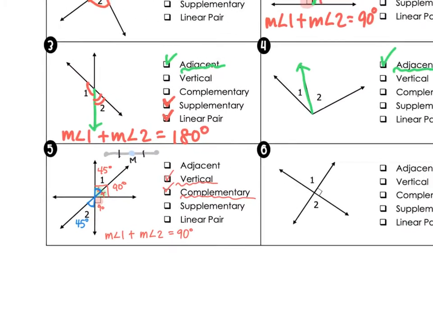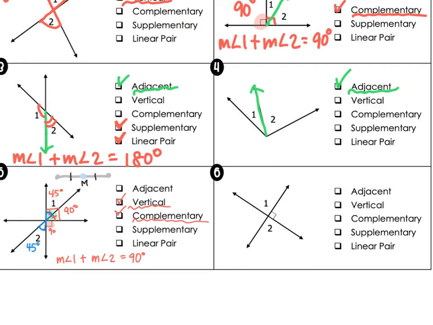Let's go to the last one, number 6. So number 6, first thing we can tell, angle 1 is 90 degrees, and angle 1 and angle 2 are facing each other. So that means it's vertical. And the measure of angle 1 plus the measure of angle 2, both are 90 degrees. So that means 180 degrees. So it is supplementary.